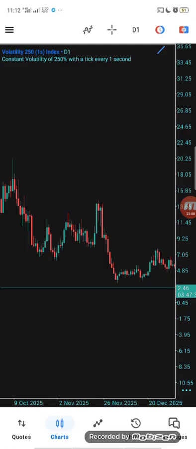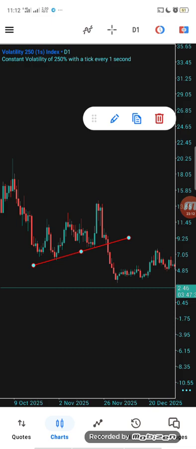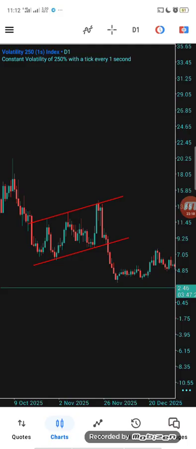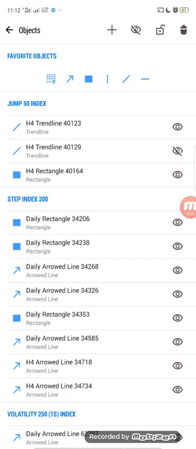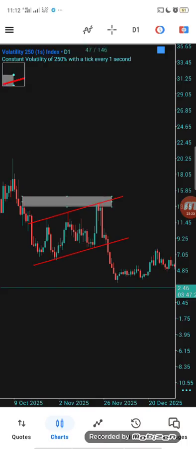The market was bearish. We only look for bearish patterns: flag patterns, pennants, and rising wedges. They break to the downside like this. This was a bearish flag. It breaks to the downside. The same applies to the left.